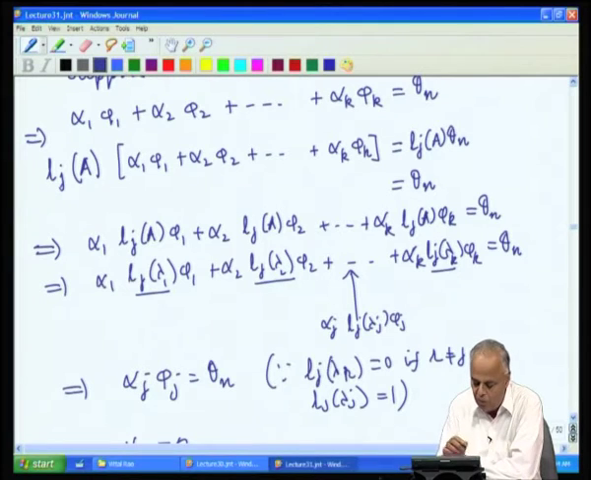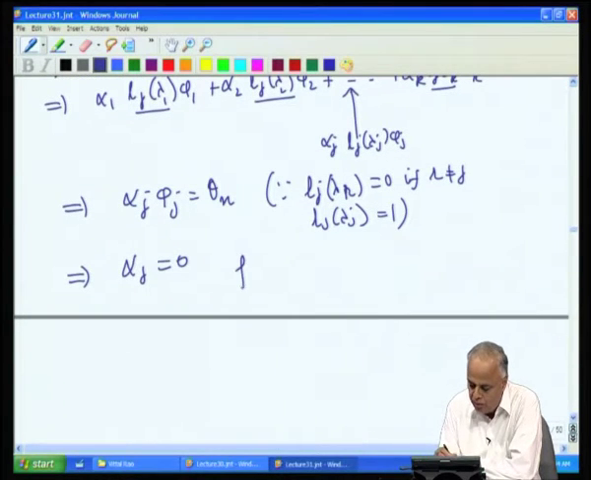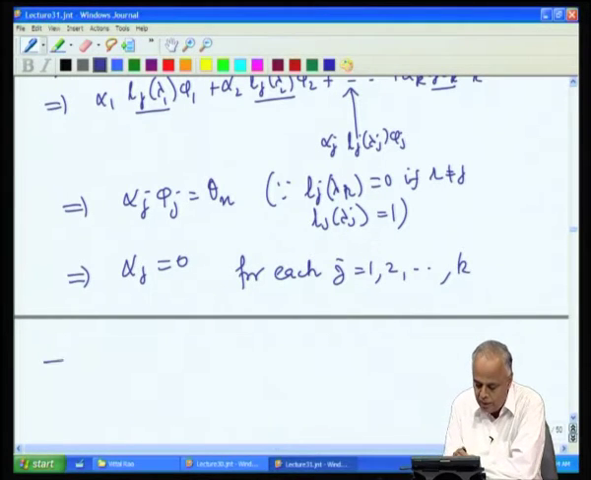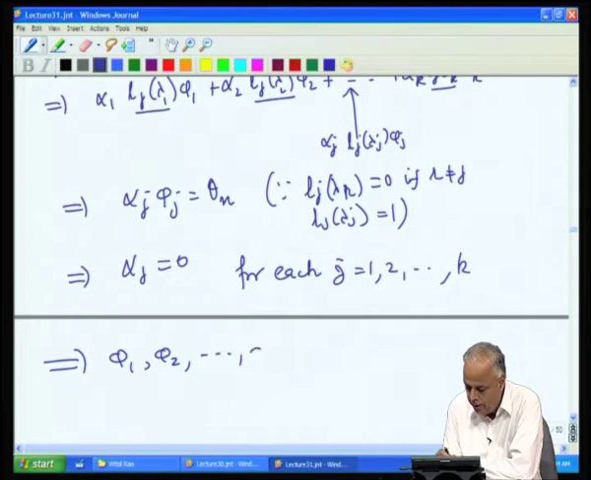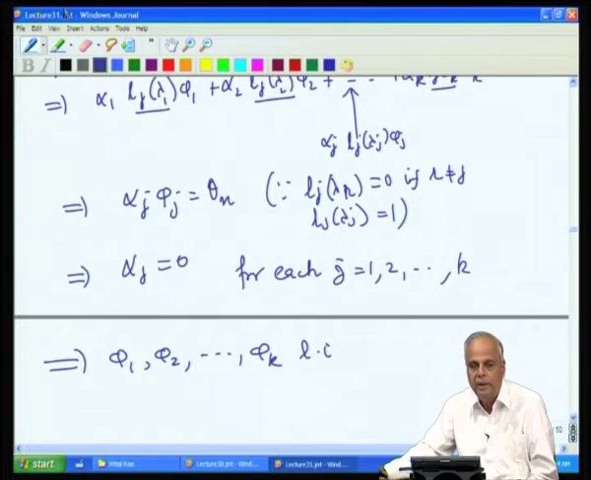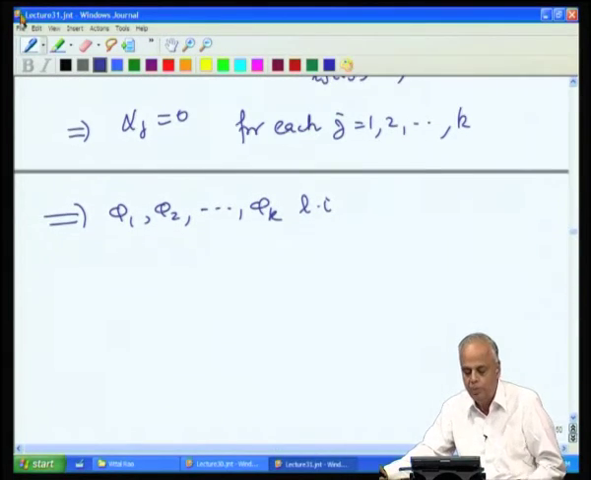If we start with L 1, we get alpha 1 is 0. If we start with L 2 here, we get alpha 2 is 0. So, therefore, alpha j is 0 for each j equal to 1, 2 up to k. So, that says phi 1, phi 2, up to phi k are linearly independent, and this is the result we said in the last lecture that we would prove later.